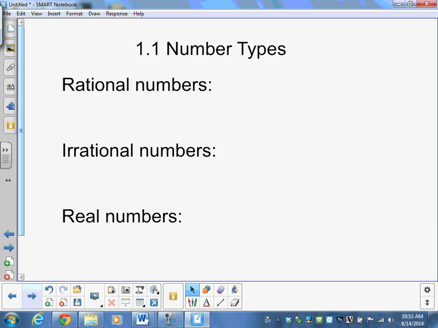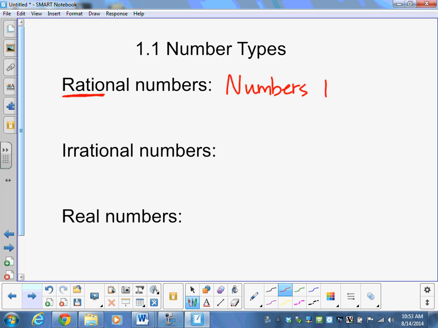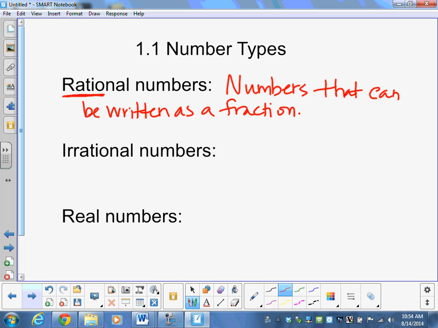The next set of numbers we're going to look at are called rational numbers. Rational numbers have the root ratio, and a lot of times ratios are written as fractions. So these are numbers that can be written as a fraction. They don't have to be written as a fraction originally.